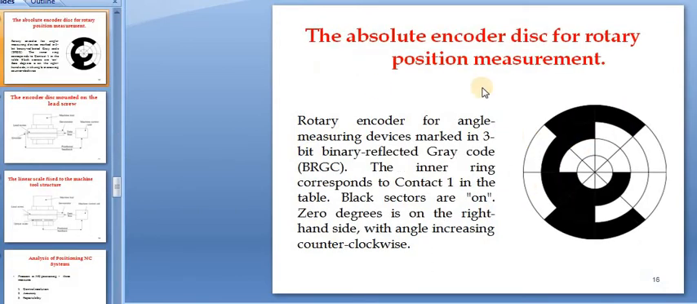For the absolute encoder, this particular rotary encoder angle measuring device is marked in 3-bit binary reflected gray code. The inner ring corresponds to contact 1.